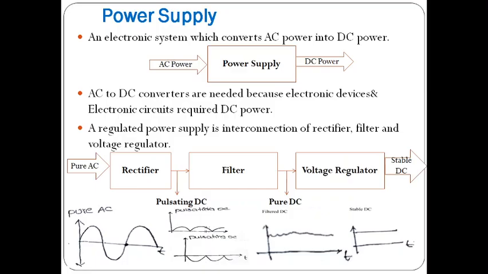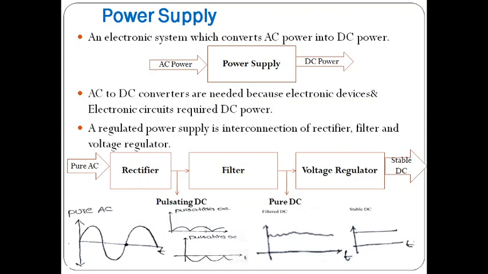Power supply is a system which converts AC power into DC power. Why do we need to convert AC to DC? Because most of the electronic devices and circuits work with DC power only. So, the input of the power supply can be considered as AC power, and the output of the power supply can be considered as DC power.